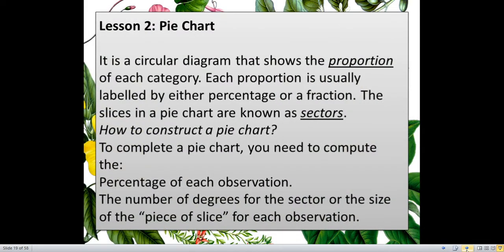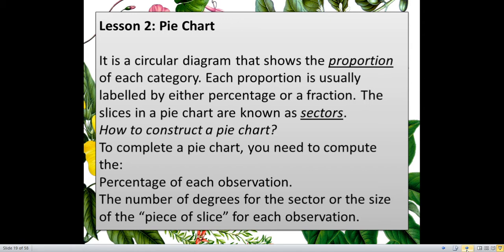And for lesson 2, our lesson 2 is about pie chart. A pie chart is a circular diagram that shows the proportion of each category. Each proportion is usually labeled by either percentage or a fraction. The slices in a pie chart are known as sectors. So we're going to construct a pie chart.